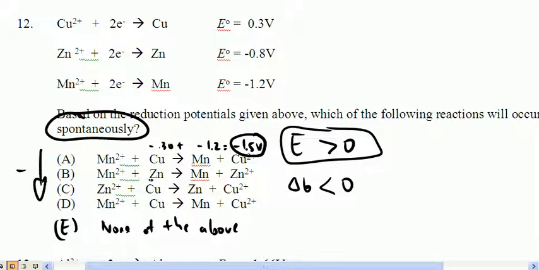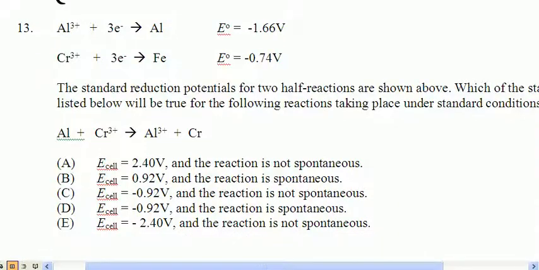For instance, in B, Zn is oxidized. So if you flip that to 0.80 and you add that to Mn, negative 1.2, you're going to get negative 0.4 volts. So that cancels out that one as well. All the way through, the same thing will happen. You'll get the same result. So none of the above are true because they all have E's that are less than 0. Thus, all the delta G's will be greater than 0.